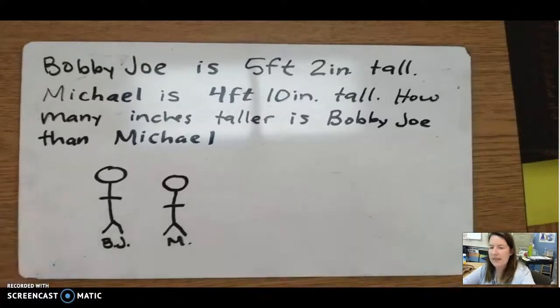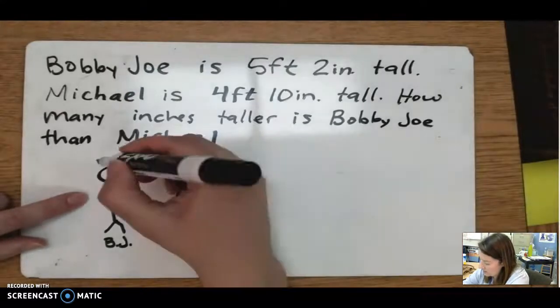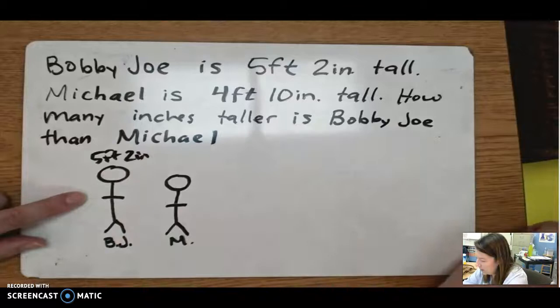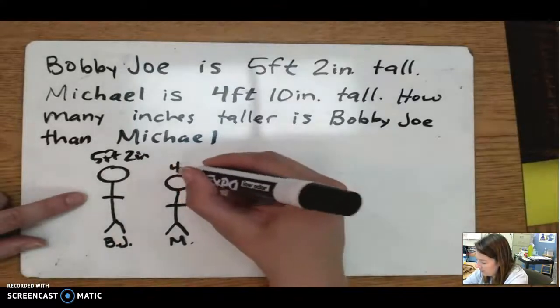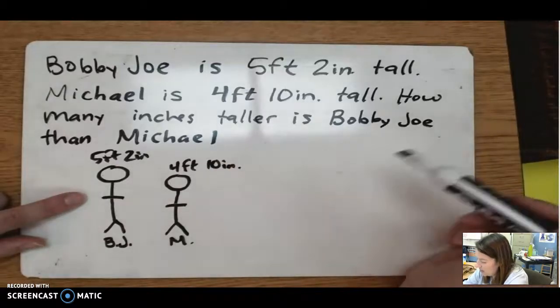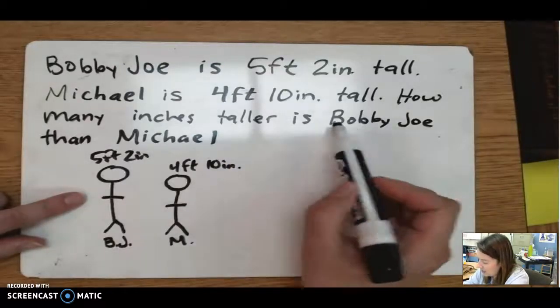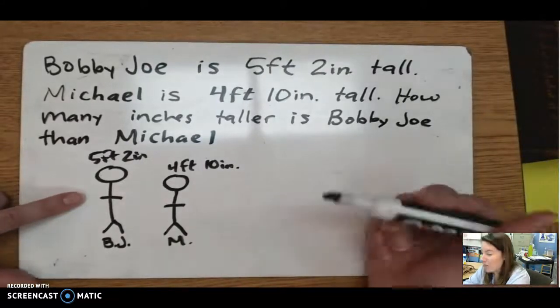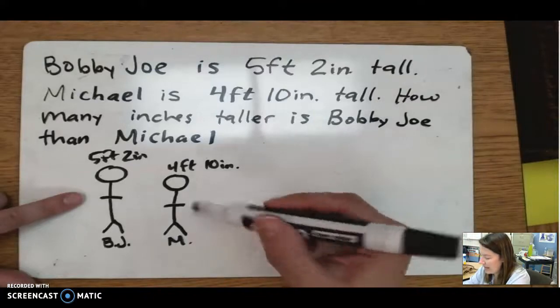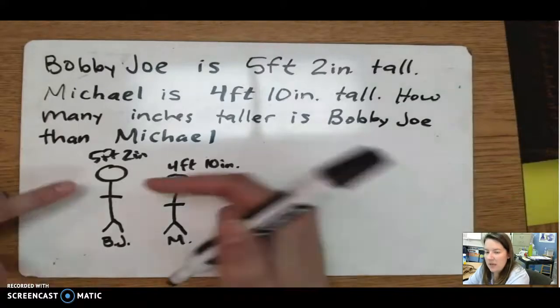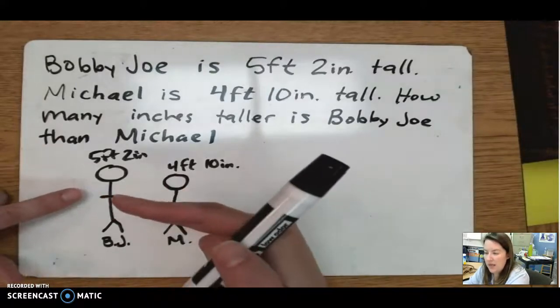All right, so this one says, Bobby Joe is 5 feet 2 inches tall. So here he is, 5 feet 2 inches tall. Michael is 4 feet 10 inches tall. They want to know how many inches taller is Bobby Joe than Michael. The easiest thing for me is I'm going to start at the shorter person's height, and I'm just going to kind of count up until we get to Bobby Joe's height.